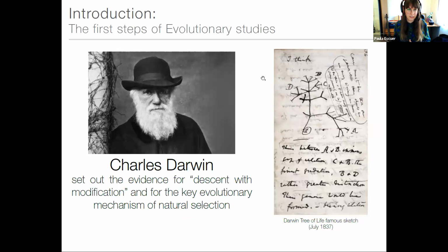First of all, I would like to start my presentation speaking about the first steps of the evolutionary studies. As you all will know, the man in the picture is Charles Darwin, who introduced the key concept of natural selection. Here in the right picture, we have his famous sketch of the Darwin tree of life, which represents the evolutionary relationships between species. So Darwin made a turning point in evolutionary theory. However, this field has been extensively developing during the last century and even nowadays.